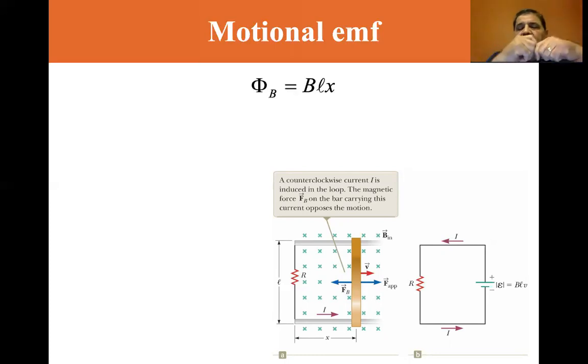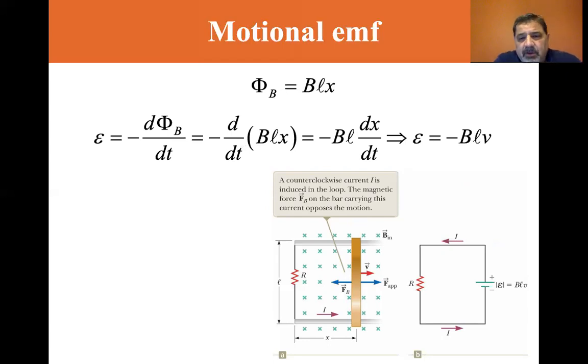So the magnetic flux is BA cosine theta. Well, here the cosine theta is 1, and the area is L, the length. You see the length over here along the resistor, L. The area is LX, and here's the X over here. So the phi is equal to B times the area.